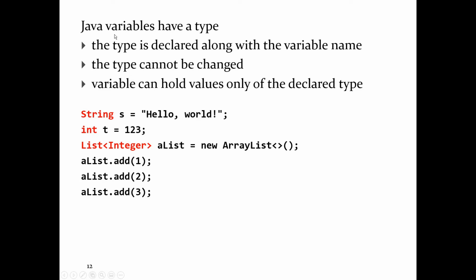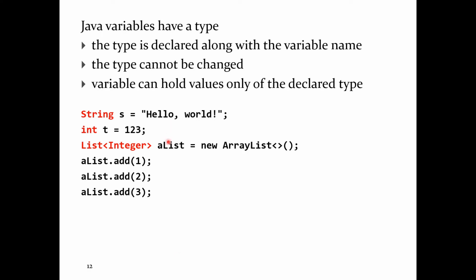Now in Java, things are different. In Java, variables have a type. So if I want to make a string variable called s, I have to tell the compiler that I want s to be a variable of type String. So when you first use the variable, you have to also say what its type is. The type is declared along with the variable name. Once you create a variable, its type can't be changed.